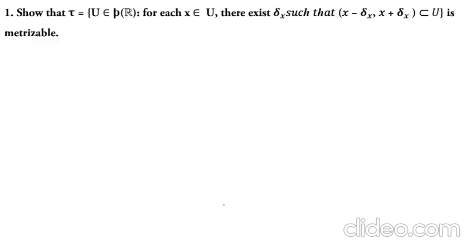Move on to some examples. Show that tau is equal to the set of all U belonging to P(R) such that for each x belonging to U there exists delta_x such that the open interval (x minus delta_x, x plus delta_x) is a subset of U, is metrizable. We have already shown that tau is a topology, so we have to prove that it is metrizable.